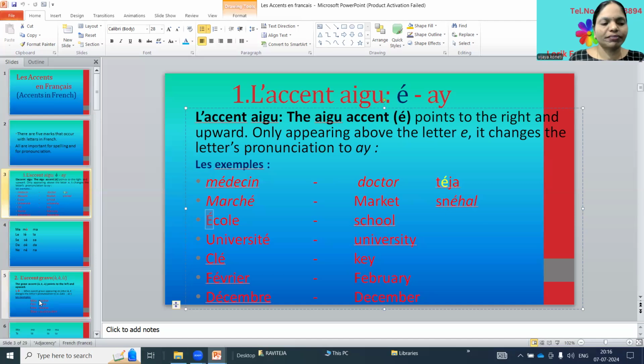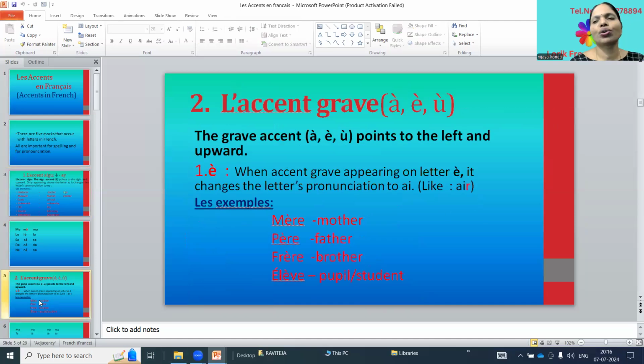Next one, the second one: l'accent grave. Left means what? The accent is bending towards the left side. L'accent aigu is bending towards the right side. L'accent grave is bending towards the left side. It comes on three letters: A, E, U. The grave accent points to the left and upward.